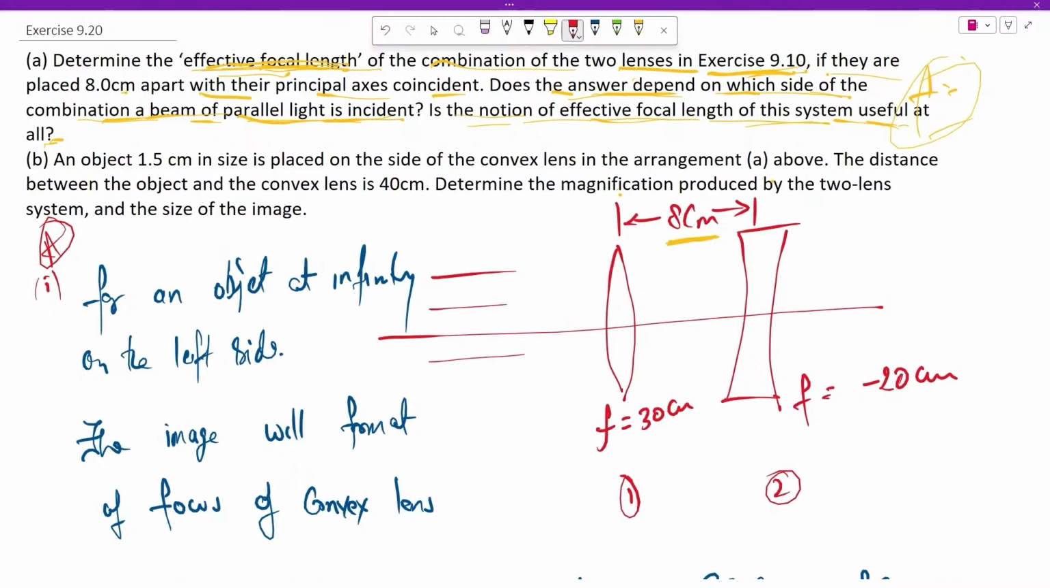or if we imagine the rays coming from an object that is placed at infinity, the rays are parallel. So at first we will put the convex lens on the left hand side, and then in the second case we will put the concave lens on the left hand side and see will the answer depend. Now for an object at infinity, on the left hand side the image will form at the focus of the convex lens. Since we have been given the focus of 30 centimeter, the distance of image for this lens would be v equals 30 centimeter.